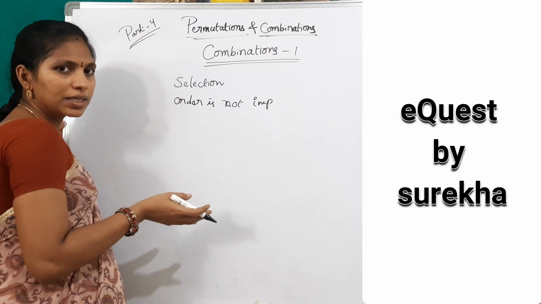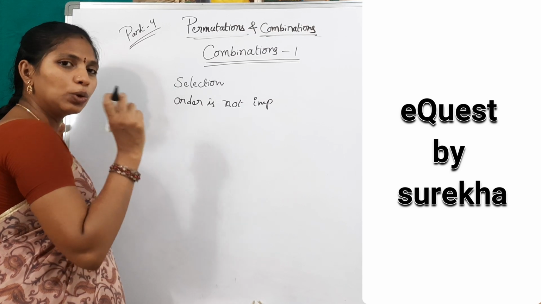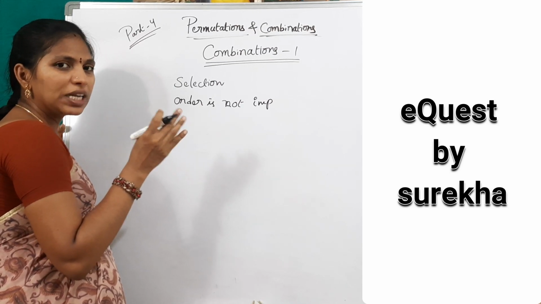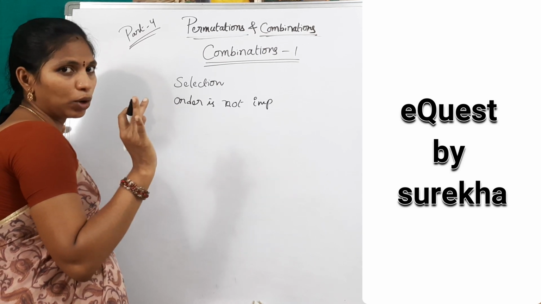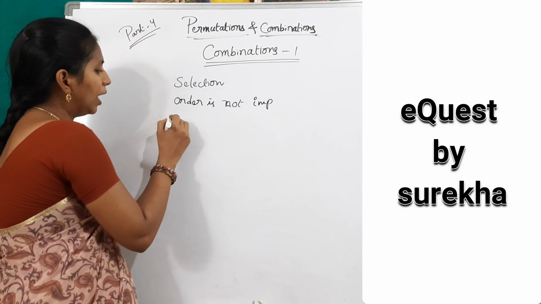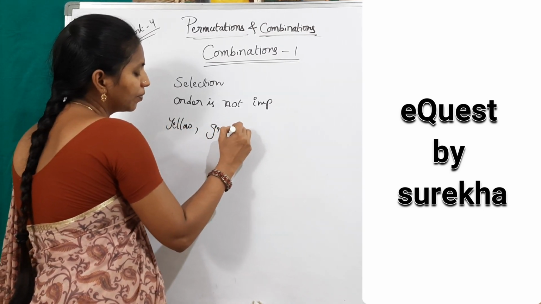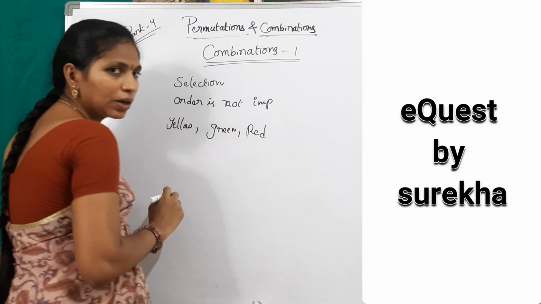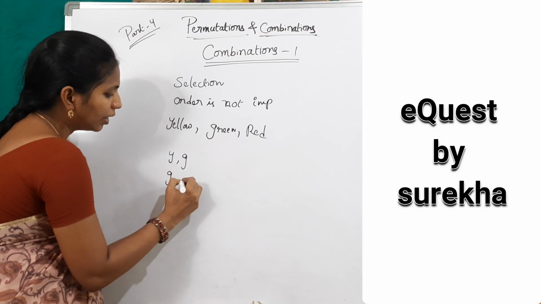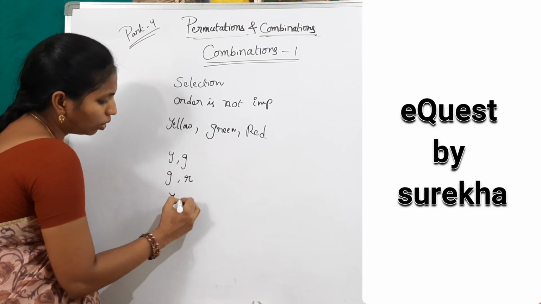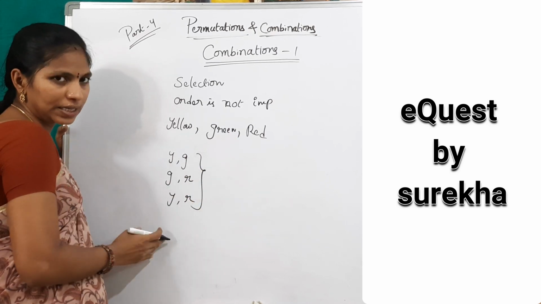We have already discussed one example, color bottles. Pick two different color bottles from the container which contains three color bottles. One is yellow, next one is green, third one is red. What are the chances? Yellow, green; green, red; yellow, red. There are three possible ways, three selections.